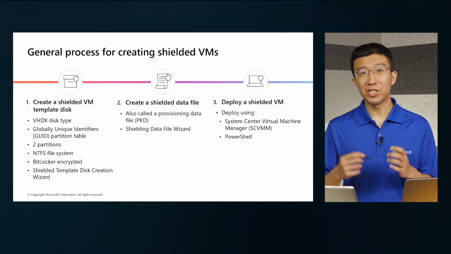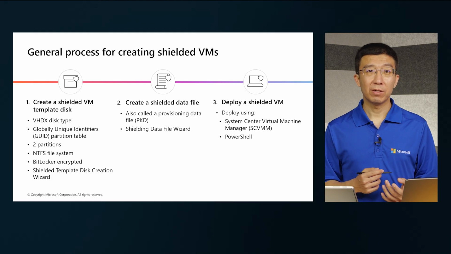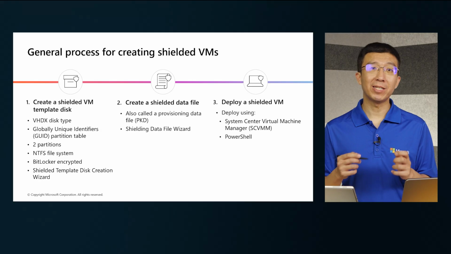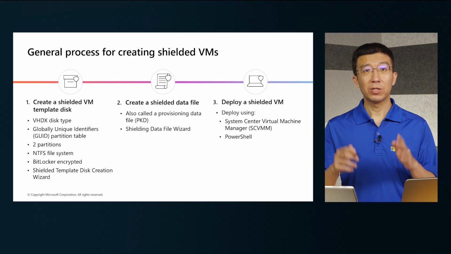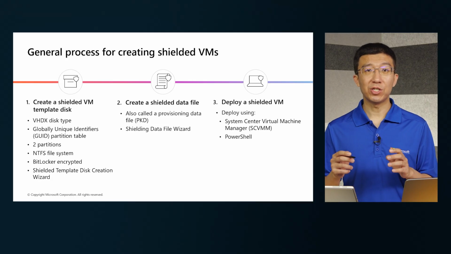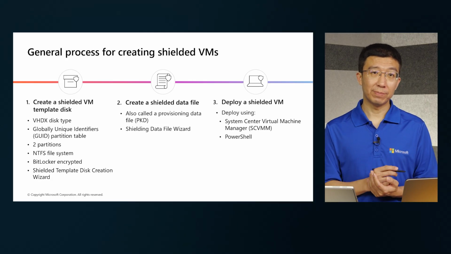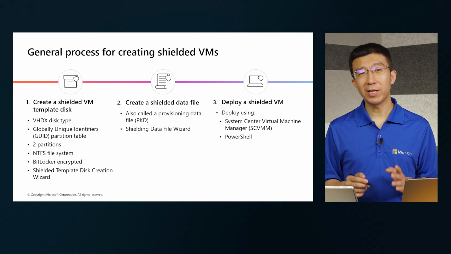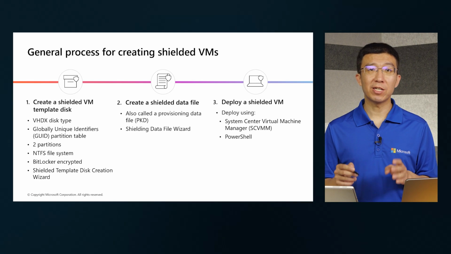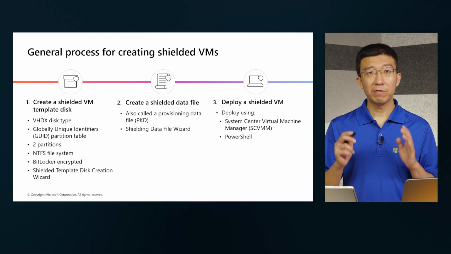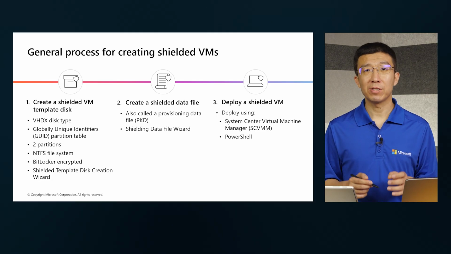To create a shielded VM, the first step is to create a shielded VM template disk. Then, create a shielding data file with the shielding data file wizard. Next, deploy the shielded VM with System Center Virtual Machine Manager or PowerShell. Follow Microsoft Docs for detailed step-by-step instructions.